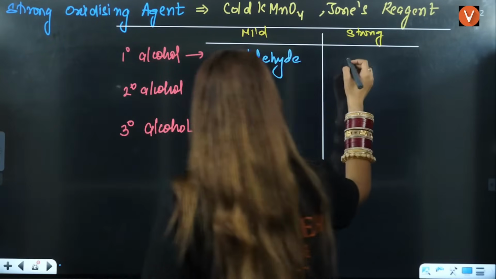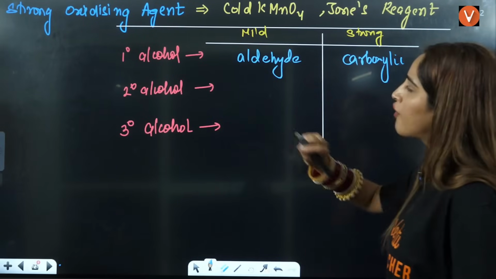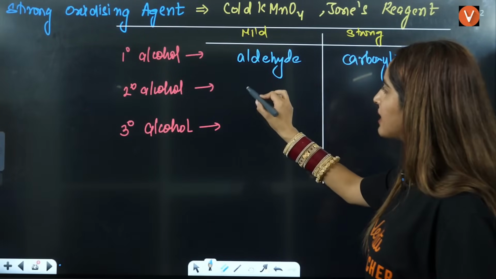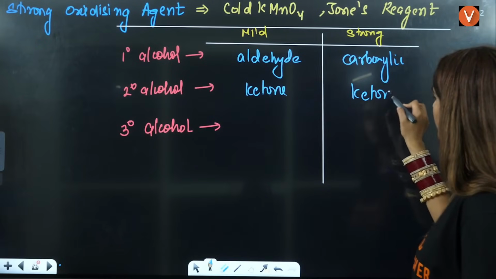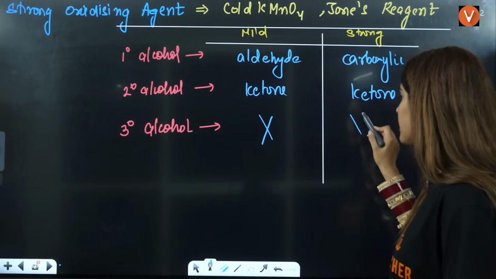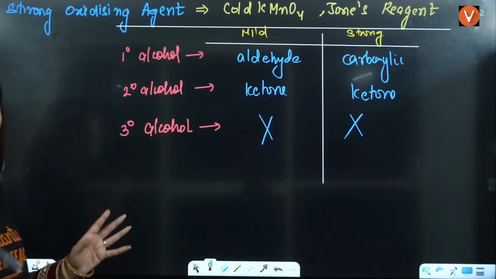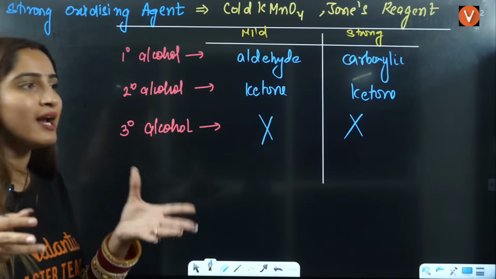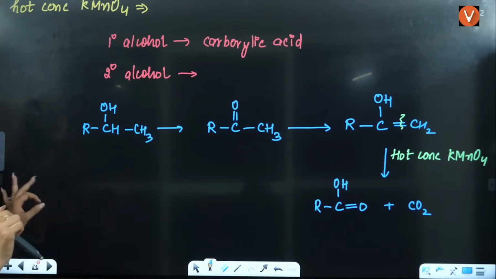And with strong oxidizing agents, you will have the formation of carboxylic acid. For 2-degree alcohol, with mild oxidizing agents, you will have ketone. With strong also, you will have ketone. But with 3-degree, no reaction is here, and here also you will have no reaction. That means 3-degree alcohol gives no reaction whether you use mild or strong oxidizing agents. Nothing will happen here, right?